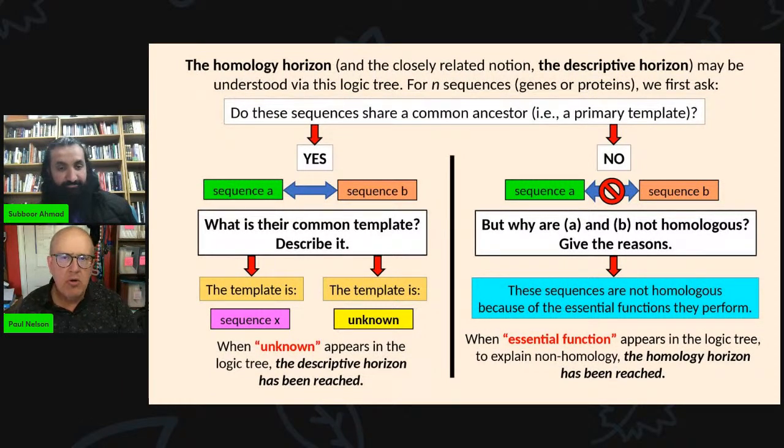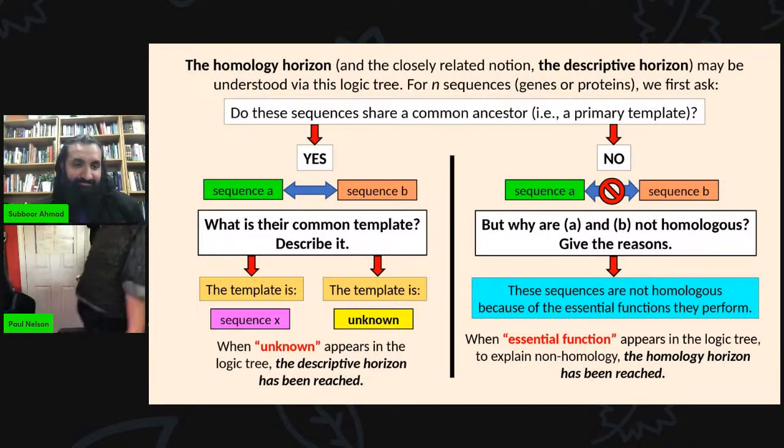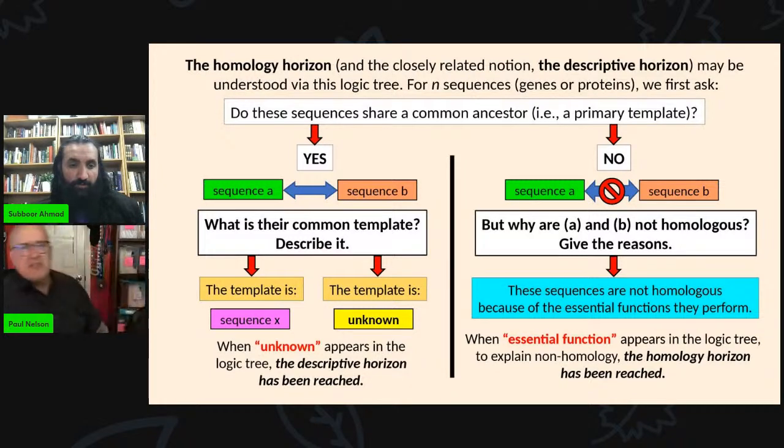Let's come over here to no. My question: do these sequences share a common ancestor? My answer is no. Why? The next question in the logic tree is, why are A and B not homologous? Give the reasons. They are not homologous, typically, because of the function they perform. When essential function appears in your logic tree, you come to the homology horizon.